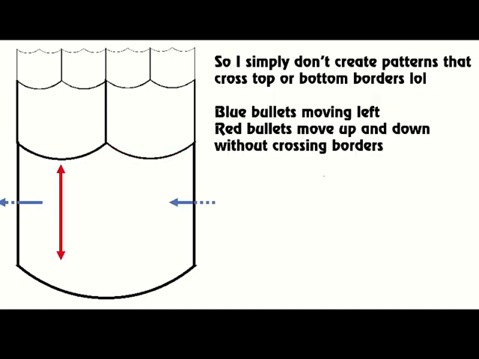I simply don't create patterns that cross top or bottom borders. In the spell card, the blue bullets continually moving left, moving this way, and the red bullets move up and down, and don't cross the upper or bottom border.